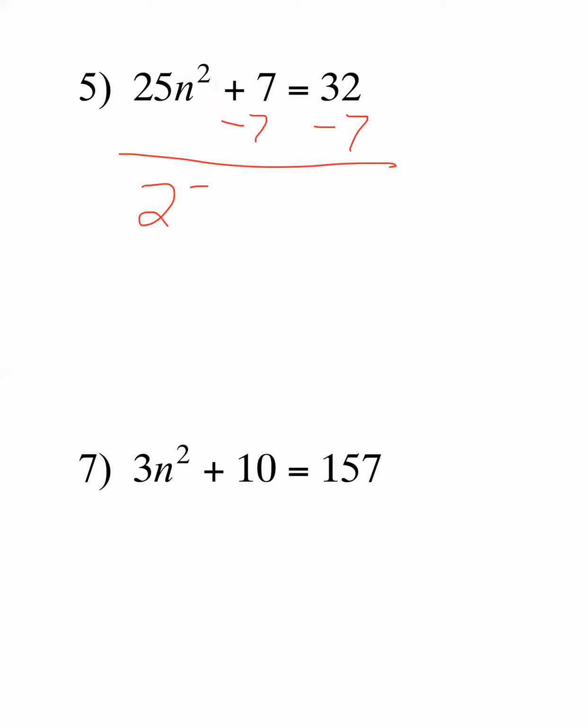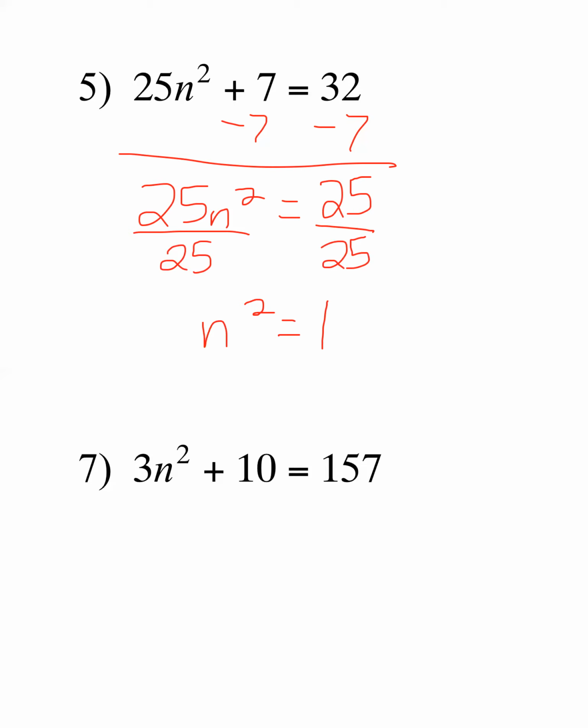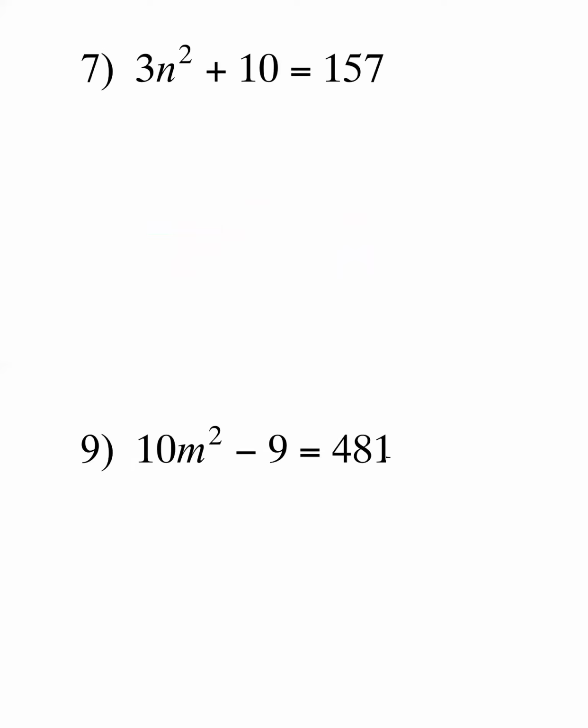Okay? So let's minus that 7 first. We'll get 25n squared equals 32 minus 7 is 25. Now I can go ahead and divide both sides by 25. And I get n squared equals 1. All right, so now that first step is done. I finally have the variable being squared all by itself. So now it's time to come in and take that square root. So this time I get positive and negative 1. All right, let's try 7 together. Okay, so 7, let's see.